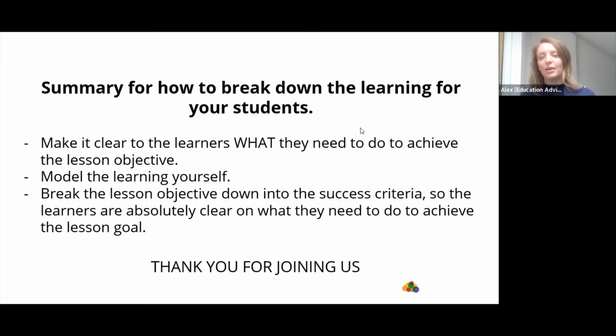We must ask ourselves exactly, if I didn't know this lesson and if I didn't know what I was doing for the objective of this lesson, what is it that I would need to teach my students? So make it clear to the learners what they need to do to achieve the lesson objective. Model the learning yourself. Break the lesson objective down into success criteria, so learners are absolutely clear on what they need to do to achieve the lesson goal.